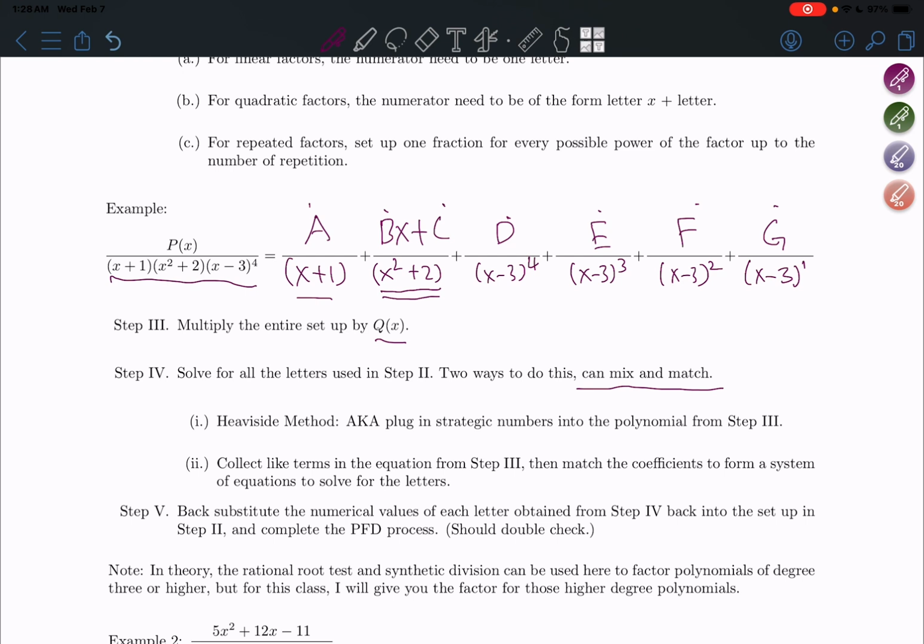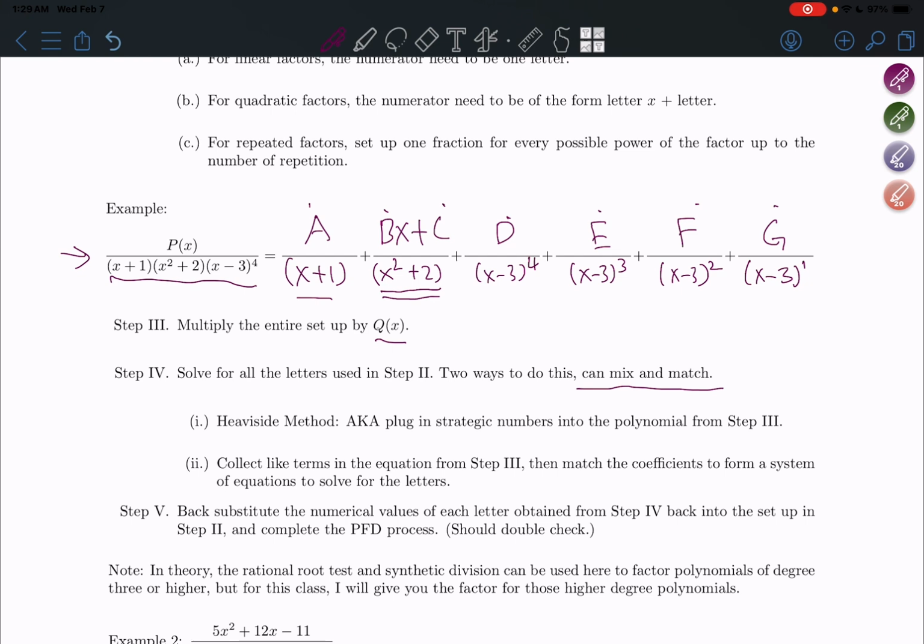After we found out all the values of the letters, we just go back to the original setup, step number 2, basically here, right? And I just replace all the letters with their corresponding numerical values, okay? And then I'm done with my partial fraction decomposition. So that's basically it for that step.